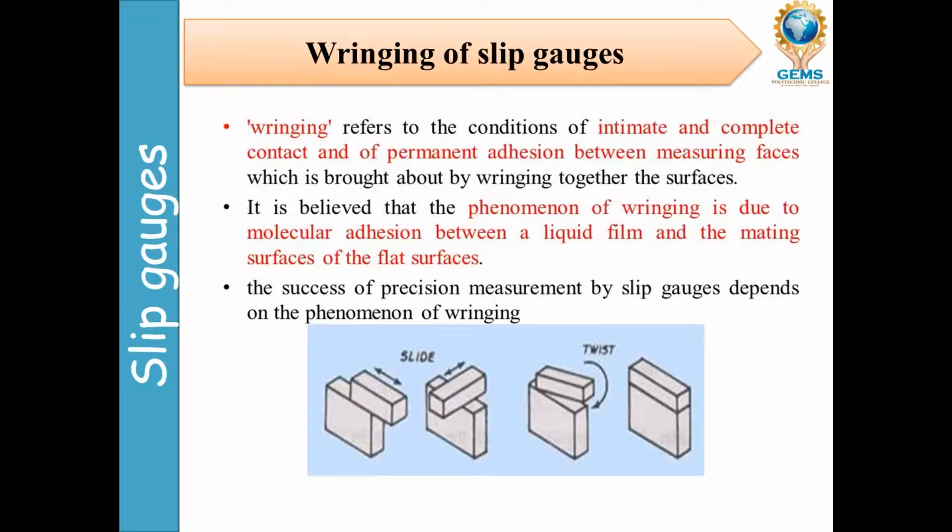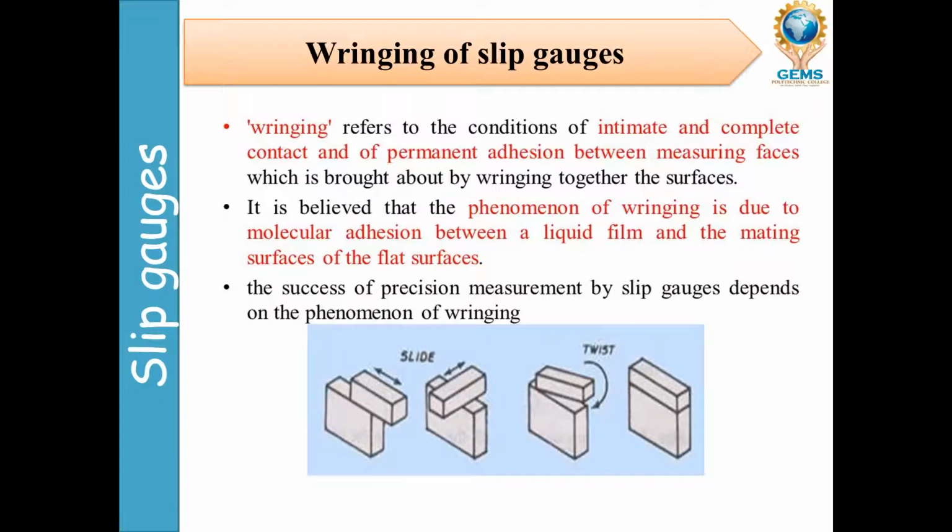If you see the slip gauges, there are flat surfaces, right? So due to the molecular adhesion between the liquid film and the mating surfaces. Because when we are using the slip gauges, petroleum jelly or that liquid film will be added on the mating surfaces of the flat surfaces.